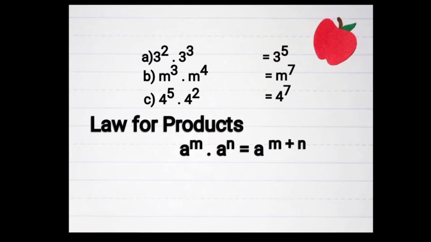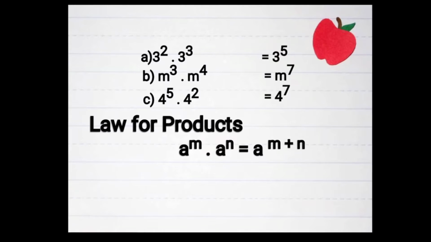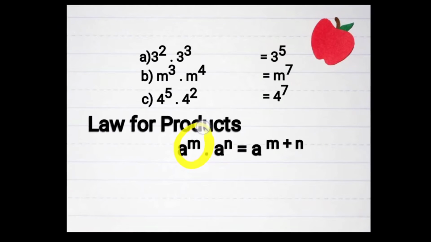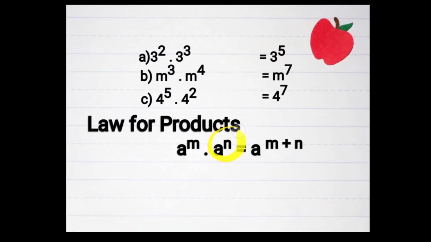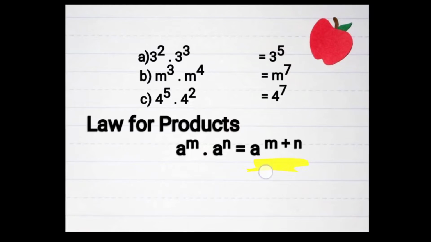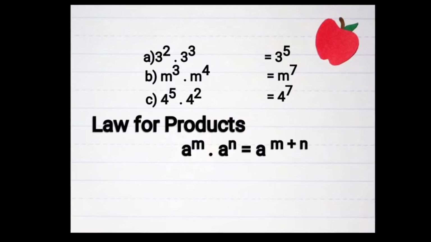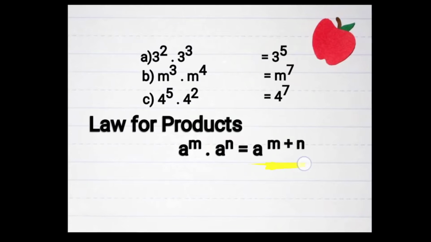Okay? So as you can see, we have here the base a, and the base a. So we have the same base. What you are going to do to find the answer is add their exponents. Okay? So the exponent of the first base a is m plus the exponent of the second base a, which is n. So our answer is a, which is the base, raised to m plus n. We just have to add their exponents.